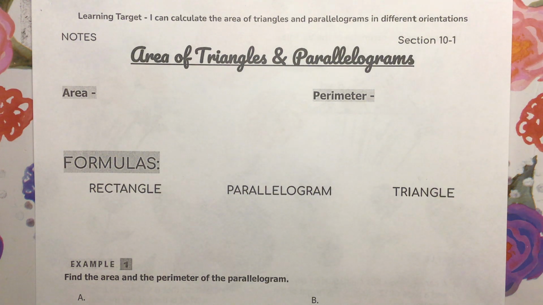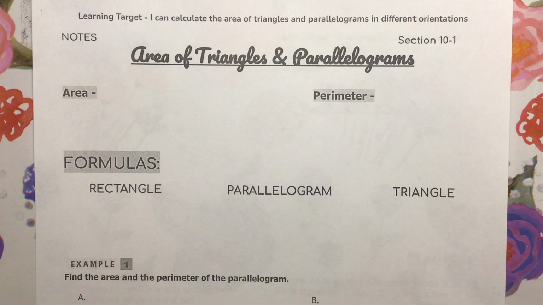Hello, geometry students. We are entering into chapter 10, and right now we are in section 10-1. We're going to talk about the area of triangles and parallelograms in this section. And what I'd like for you to do by the end of this lesson is to be able to calculate the area of triangles and parallelograms in different orientations.